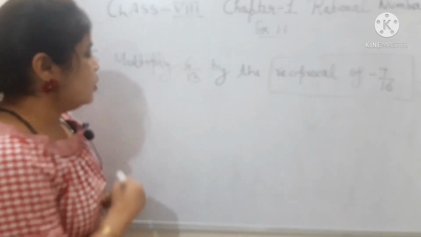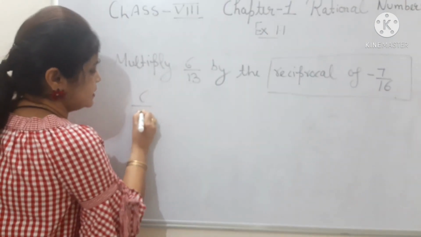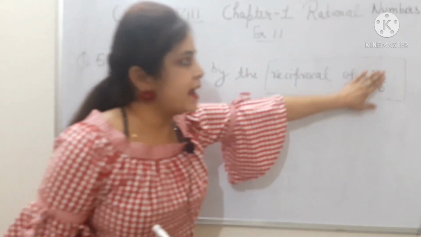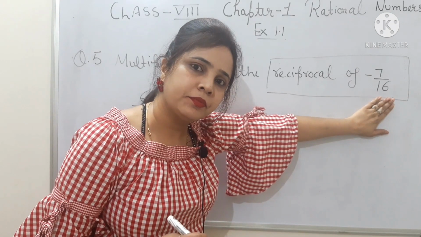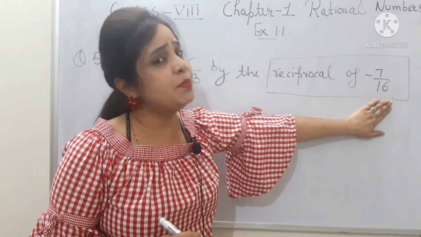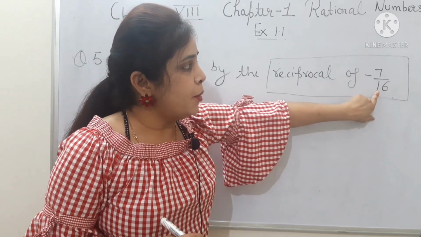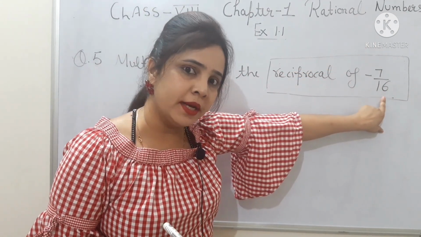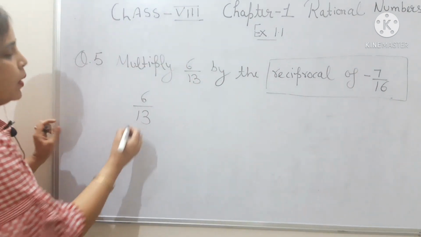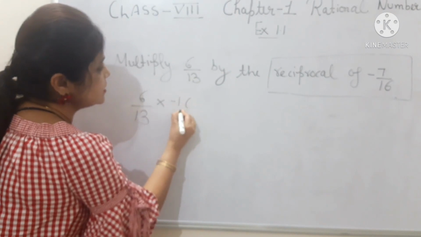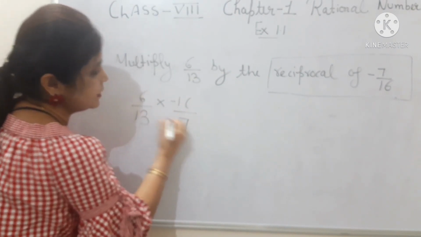Okay, so write down 6 upon 13 as it is. Now what is the reciprocal of minus 7/16? Yes, अभी हमने डिस्कस किया है. रेसिप्रोकल इज व्हाट? डिनोमिनेटर गोज टू न्यूमरेटर एंड न्यूमरेटर गोज टू डिनोमिनेटर. ओके, सो इट बिकम्स व्हाट? क्या बन जाएगा? minus 16/7.